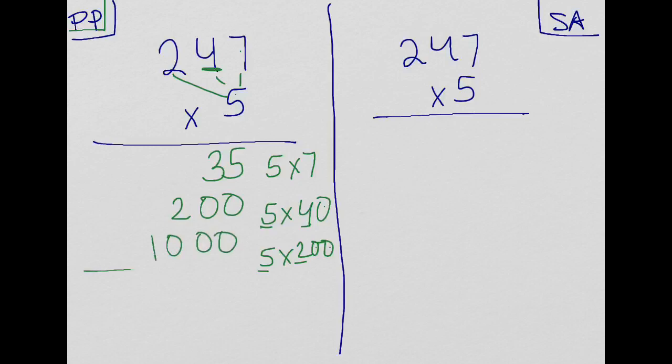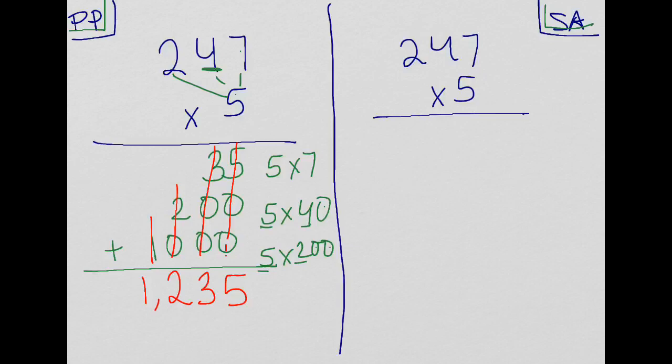So if I was doing partial products, I would write out the different things I'm doing. I've got my 3 different partial products. I have my 5 times 7 is 35. I have my 5 times 40 is 200. And I have my 5 times 200, which is 1,000. Now all that's left to do is to add it up. And we get an answer of 1,235.